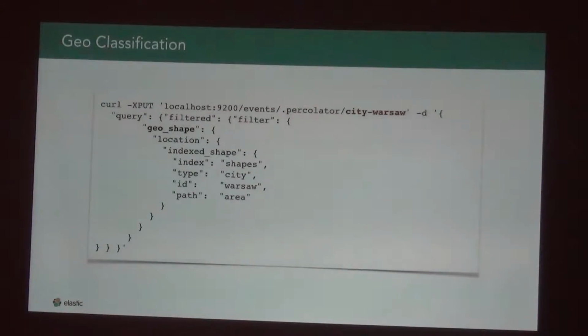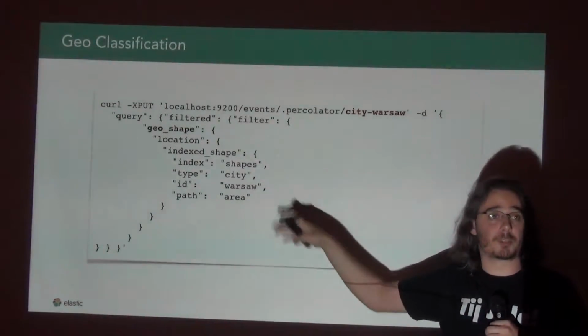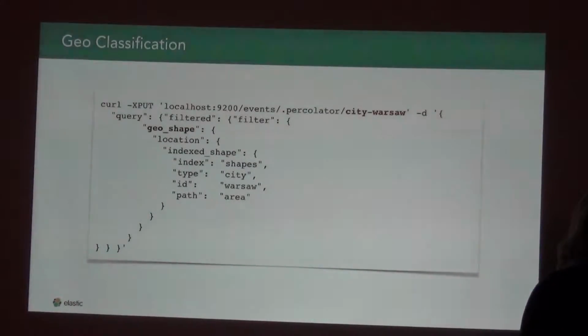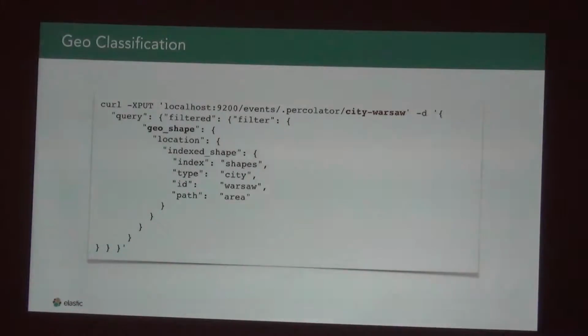That on its own is not very impressive. But you can have hundreds and thousands of these percolators for each city in the world. So essentially, if you show it a document, it will tell you which city it is actually in. So that's Geo Classification. If you have a query that matches some area, you can turn that around and identify the area where something is.